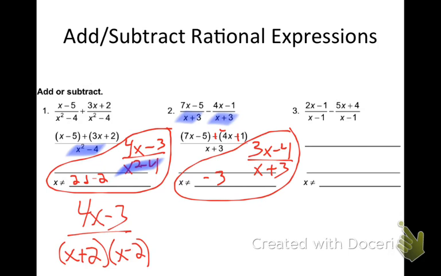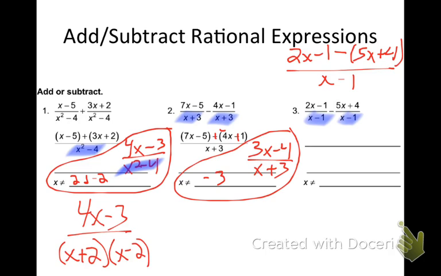Very similar here. I have 2x minus 1 over x minus 1 minus 5x plus 4 over x minus 1. Okay. Are my denominators the same? Yes. So I can write it over one fraction. So I get 2x minus 1 minus 5x plus 4 all over x minus 1.